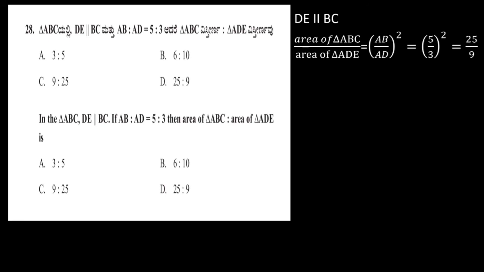That means you have a triangle and in the middle another parallel line, DE. So ABC is one big triangle and ADE is another triangle, like the basic proportionality theorem. Then we have AB value 5 divided by AD value 3. Squaring that we get 25 by 9. So answer D is the correct one.